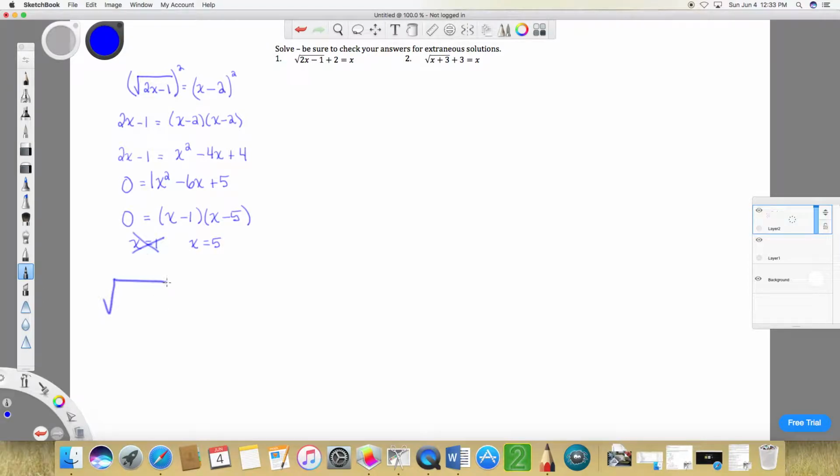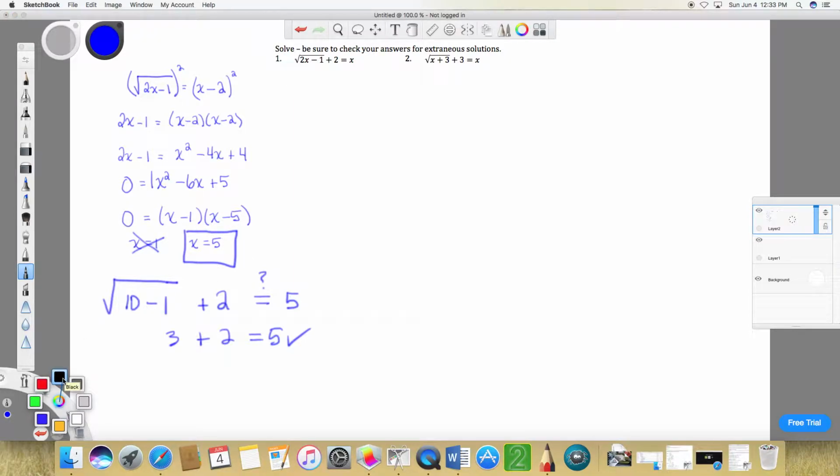Let's take a look at x equals 5 and see if it satisfies the original equation or not. On the left-hand side, we have the square root of 2 times x, which now is 2 times 5, which is 10, minus 1, plus 2. And the big question is, if we replace x with 5, is that equal to 5? Well, 10 minus 1 is 9. And the square root of 9 is 3. And 3 plus 2 does equal 5. So this one checks, and this is in our solution set.